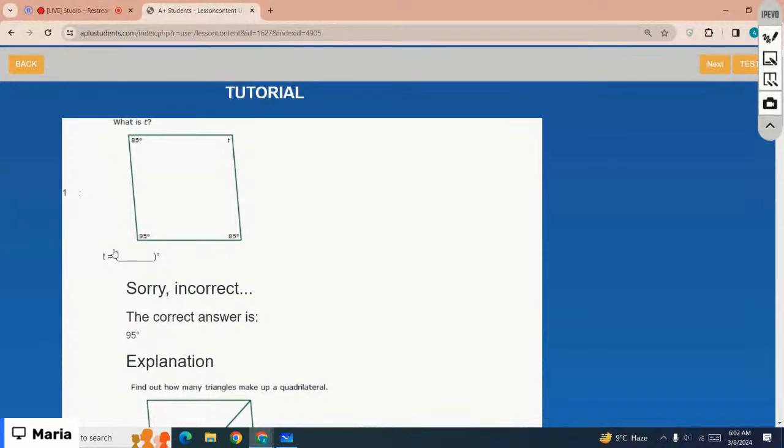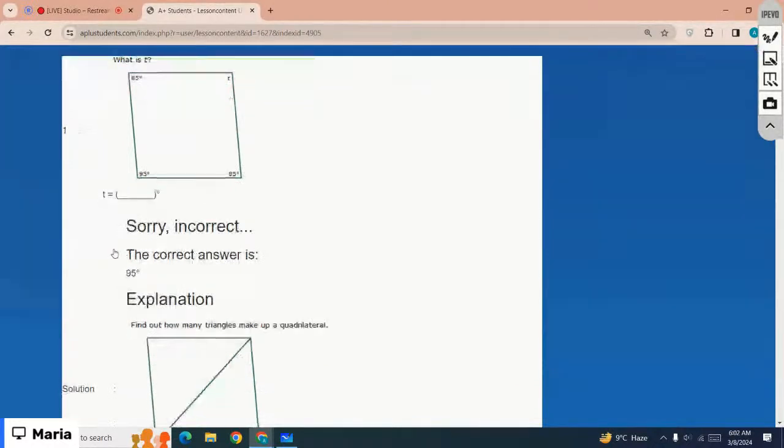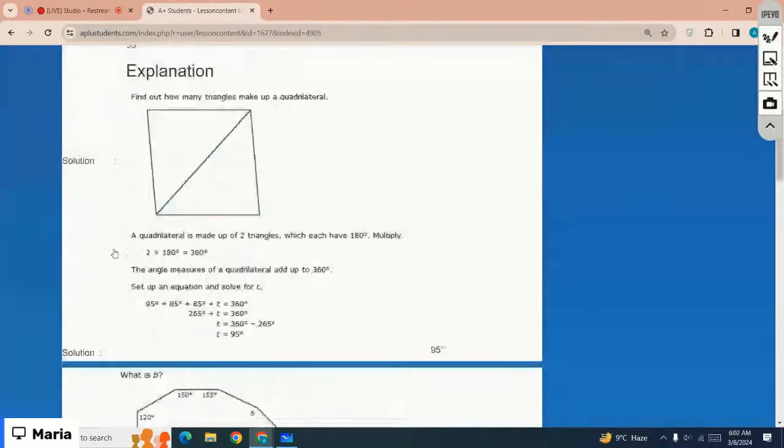Okay, so the first thing is we have to find out how many triangles make up a quadrilateral, right? A quadrilateral is made up of two triangles. That means each triangle has 180 degrees, so two triangles have 2 times 180, that equals 360 degrees, right? So that means the sum of all the four angles must be 360.